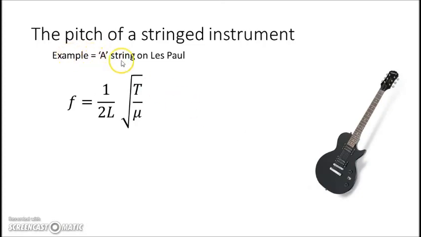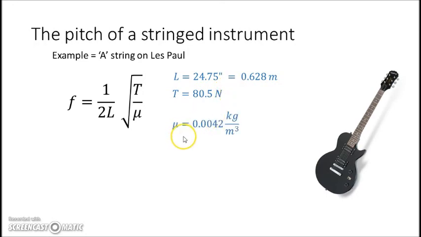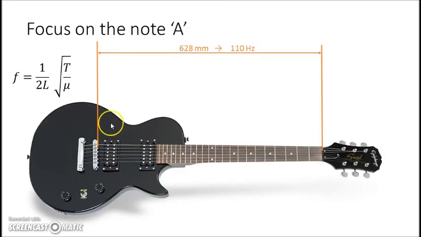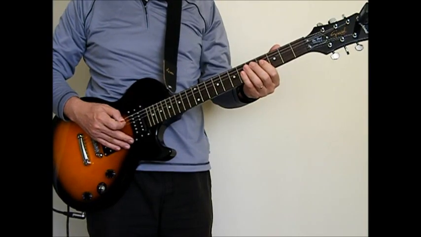But let's just quickly look at the A string. The length of it is 62.8 centimeters. The tension is about 80.5 newtons when it's tuned properly, and the density of this particular string that I have is that. And when you put that in the formula, you get 110 Hz. So, that second string there is the A string, and it's 628 millimeters long, and it vibrates at 110 Hz.